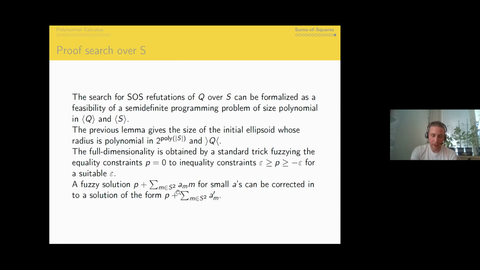Okay. And okay, this then can be corrected, again using the fact that one has provable upper and lower bounds for any monomial in S squared, into a solution of this form. Let's say a solution up to an additive error. Okay, so I think that was everything I wanted to tell.